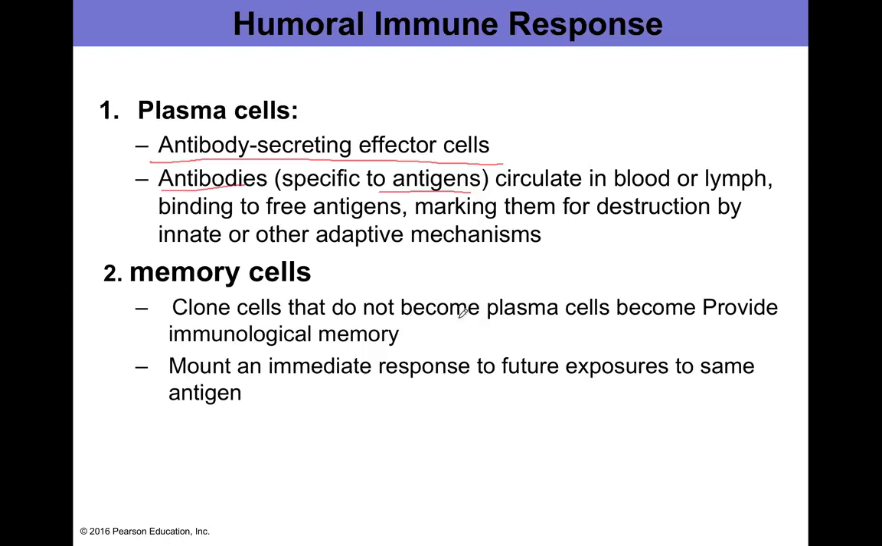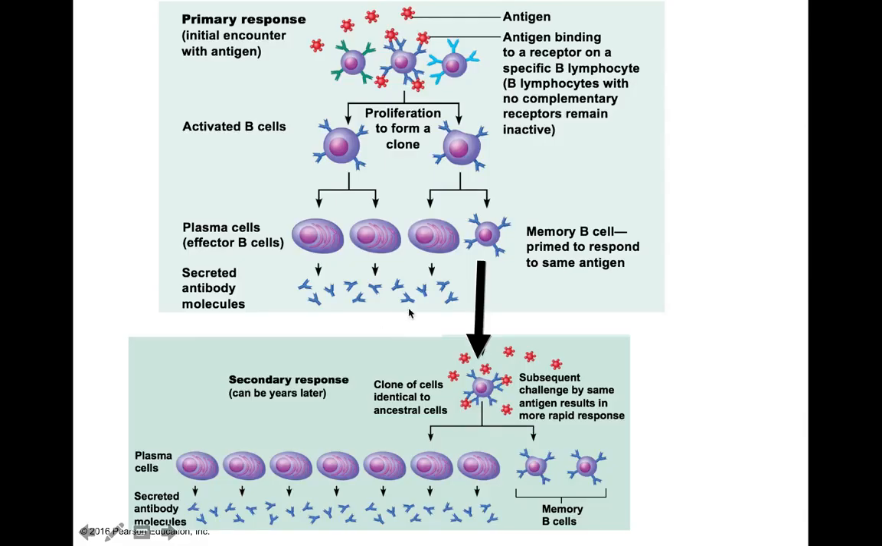Memory cells I already discussed with you as well. Some of the effector cells become memory cells that are going to act as the guide to look for any type of antigen that was already recognized. And if that recognition takes place, then they create a much stronger immune response against the same pathogen. Here's a picture. Hopefully this helps you clarify the steps involved.